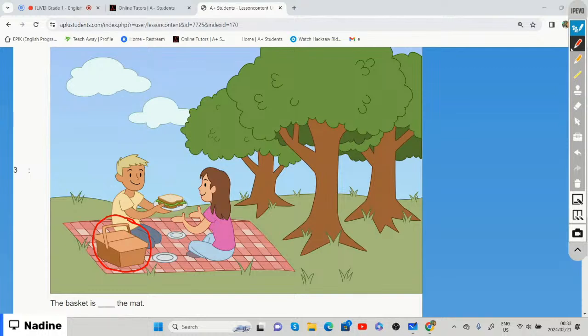All right, so if we look at where the basket is, they're sitting on the mat, or on the blanket, right? Which means that the basket is on the mat or on the blanket. But if we must say where the basket is when it comes to the boy, then we can say the basket is next to the boy. So the basket is next to the boy, but the basket is on the mat, or on the blanket. So well done, everybody.